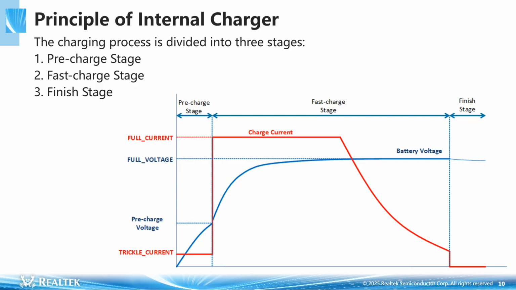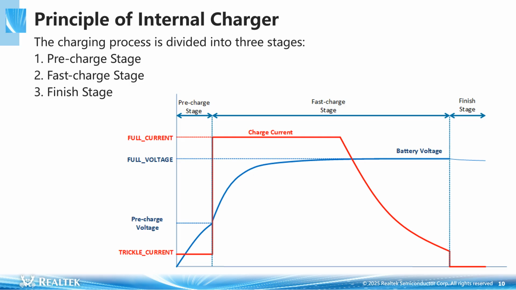The charging process of the internal charger system is divided into 3 stages. The first is the pre-charge stage, during which the battery is charged with a very small current, usually only 1/10 of the normal charging current or even less. When the battery voltage exceeds the pre-charge voltage, it is then allowed to enter the fast charge stage.